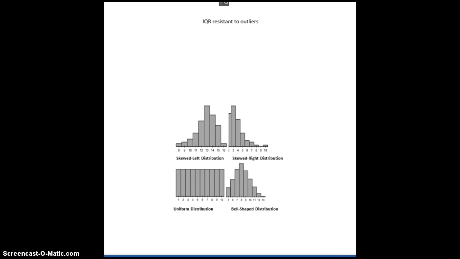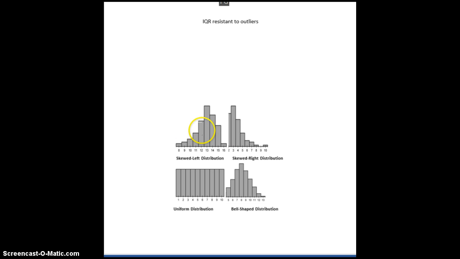So we've talked about center, we've talked about spread, let's talk about shape. Well, skewed left. When you have something like this, where you have some data to the left and it's not symmetric, that is called skewed left. When you have something like this, you have data to the right of the center, that's called skewed right. Uniform distribution is everything has the same number of data. And bell-shaped distribution, that's our normal curve, that's what you really aspire to.